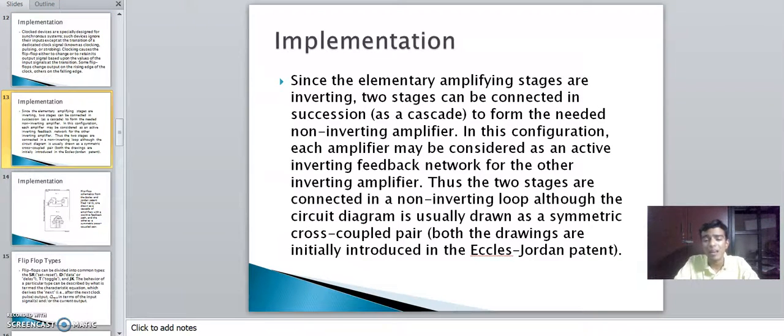Since the elementary amplifying stages are inverting, two stages can be connected in succession as a cascade to form the needed non-inverting amplifier. In this configuration, each amplifier may be considered as an active inverting feedback network for the other inverting amplifier. Thus, the two stages are connected in a non-inverting loop. Although the circuit diagram is usually drawn as a symmetric cross-coupled pair, both the drawings were initially introduced in the Eccles-Jordan pattern.